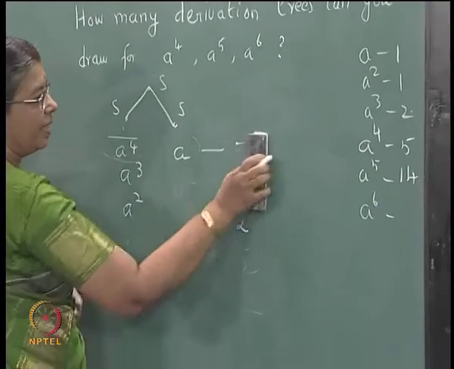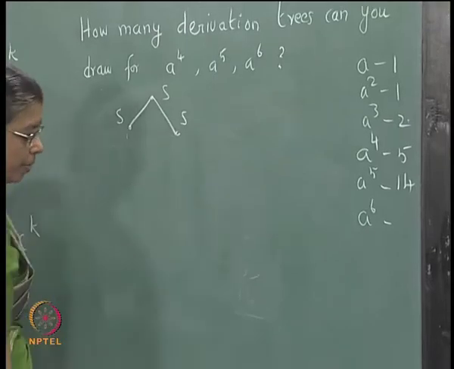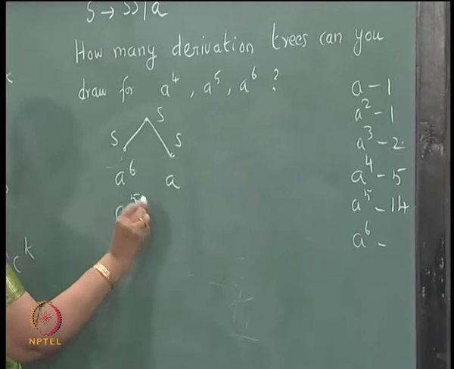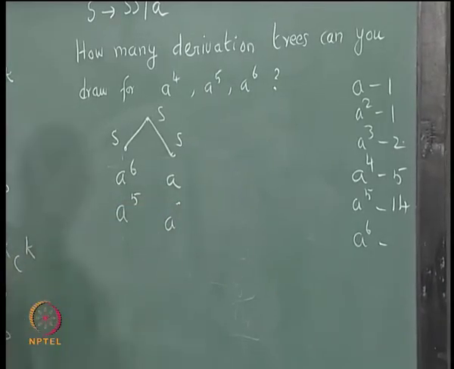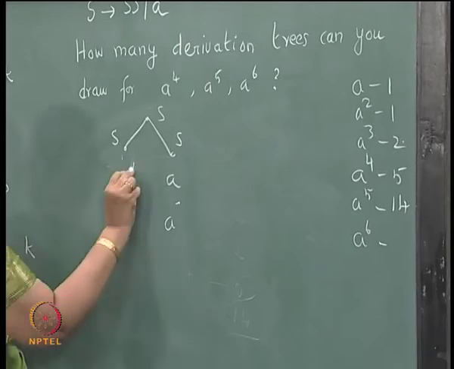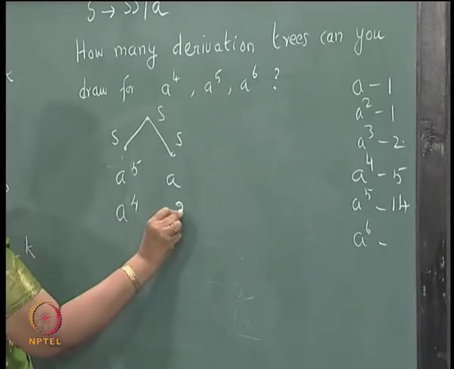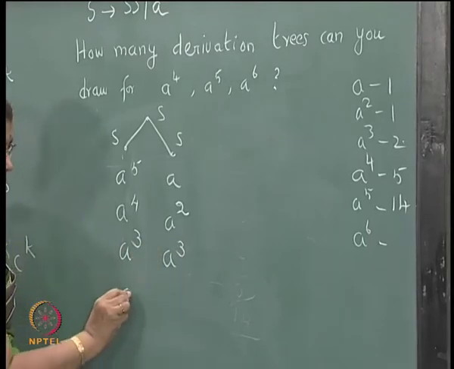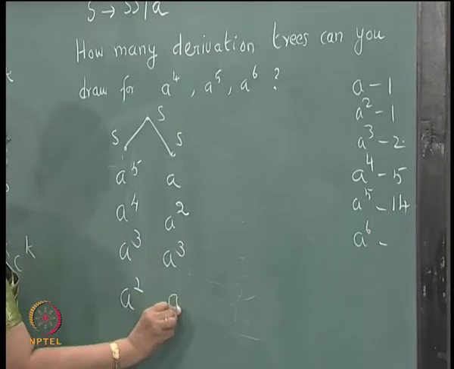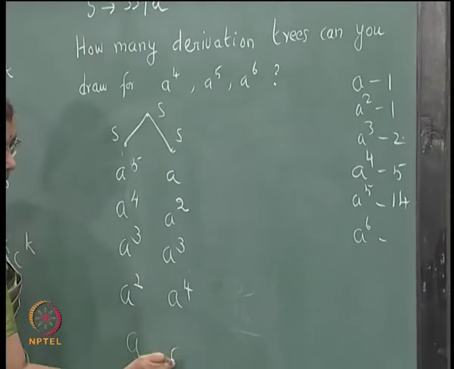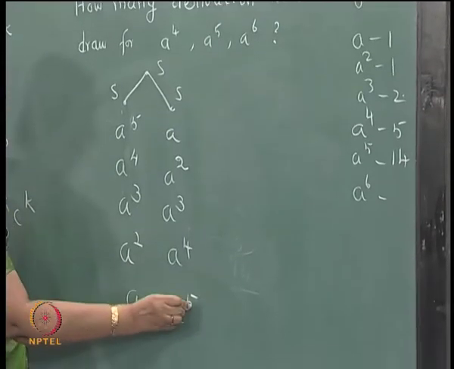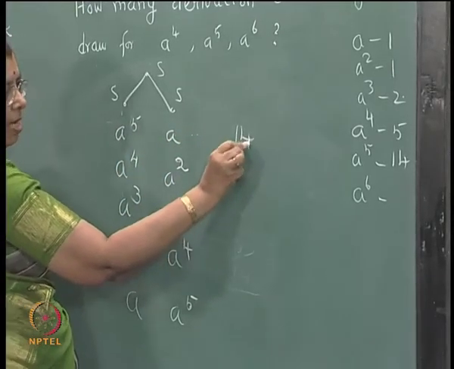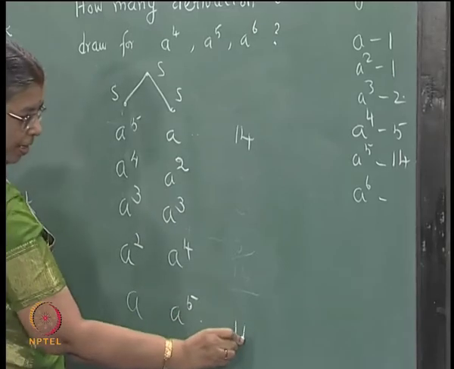Now, coming to a power 6, the same argument, you can split it as a power 6a, a power 5, a power 5, a power 4, a squared, a cubed, a squared, a power 4, a power 5. The number of possibilities for this will be 14. For this also it is 14.